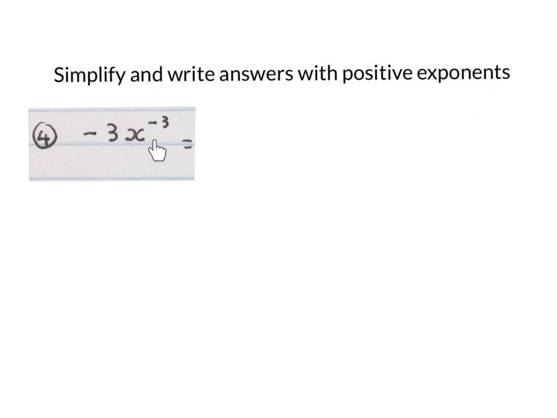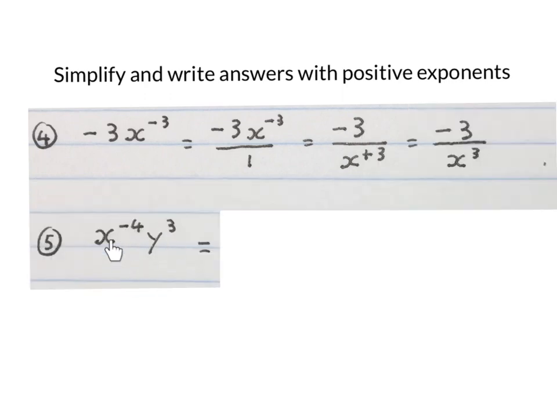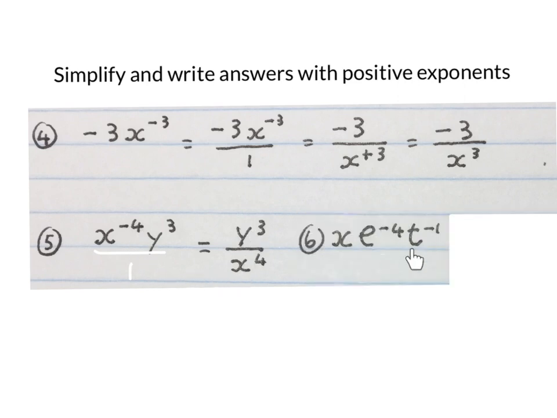The next expression looks like this. In this case we can write everything over 1. Then bring only the part with a negative exponent down, the whole power, so x to the power of plus 3 under the line. Keep the minus 3 at the top. The next expression looks like this. In your mind, you can put the 1 underneath here. Bring the x to the power of minus 4 down, make it positive, and keep the y cubed at the top.